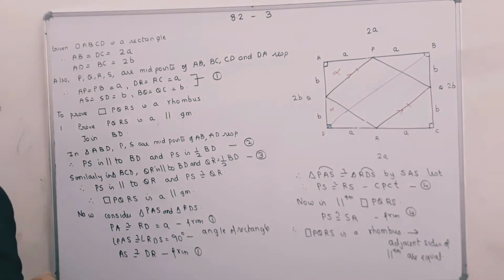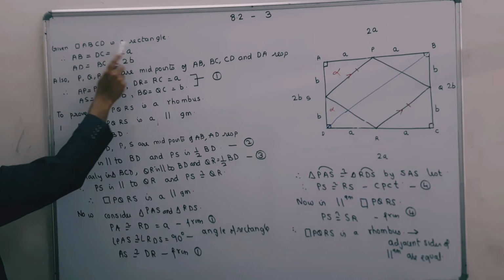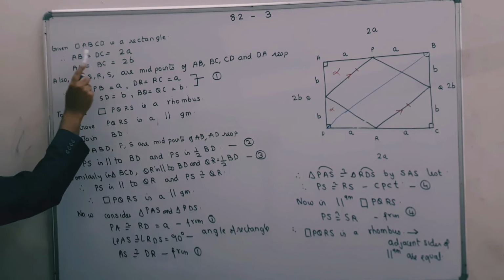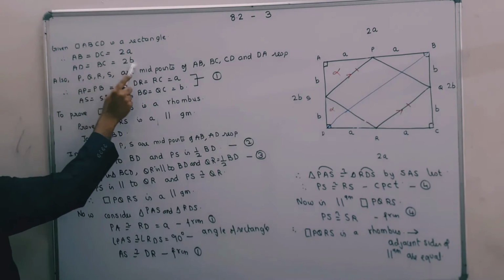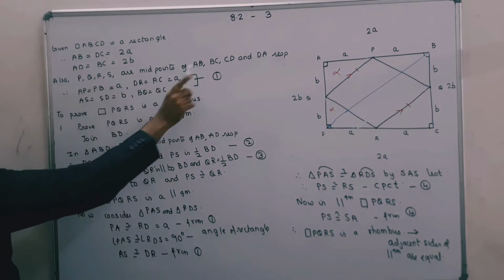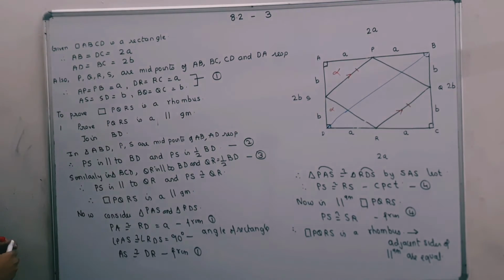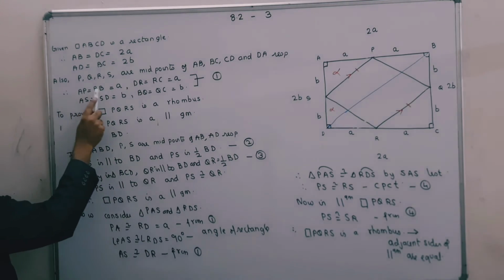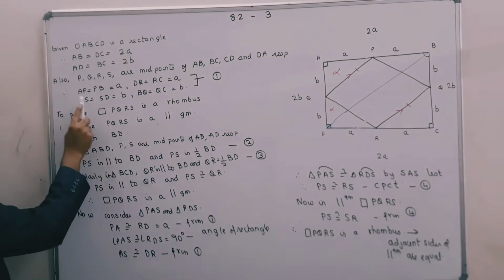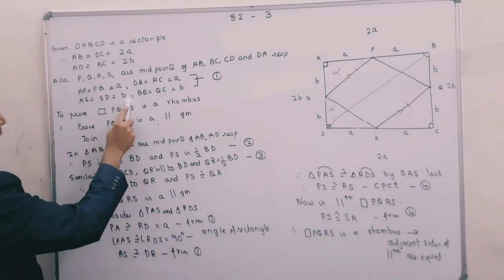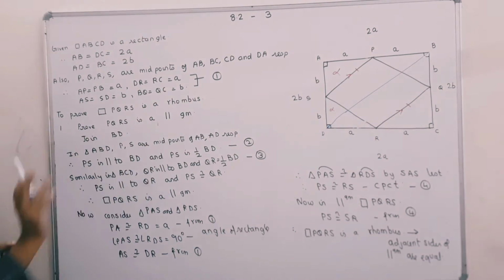Okay, I will just explain the steps over here. It is given quadrilateral ABCD is a rectangle. So, AB is equal to DC is equal to 2A and AD is equal to BC is equal to 2B. P, Q, R, S are the midpoints of AB, BC, CD and DA respectively. So, AP is equal to PB is equal to A. DR is equal to RC is equal to A. AS is equal to SD is equal to B and BQ is equal to QC is equal to B.